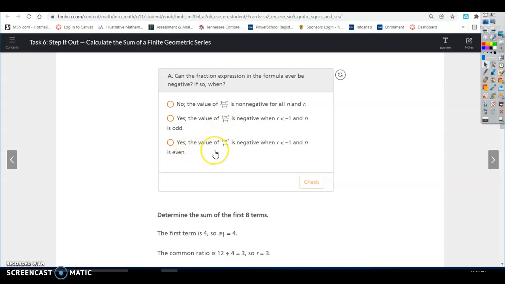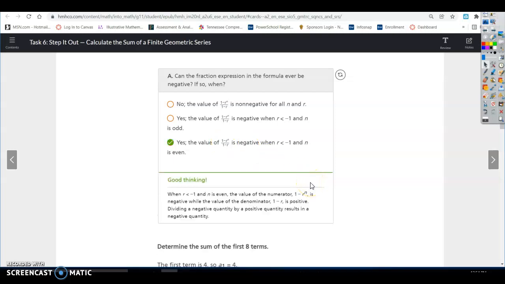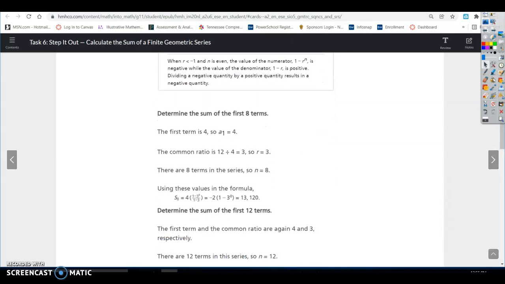So this one is going to be the correct one. And the reason is when r is less than -1 and n is even, then that's going to make your numerator one sign and your denominator the opposite sign. So let's see what it says here. When r is less than -1 and n is even, the value of the numerator is negative, while the value of the denominator is positive. So when they have opposite signs, that's going to produce a negative answer.